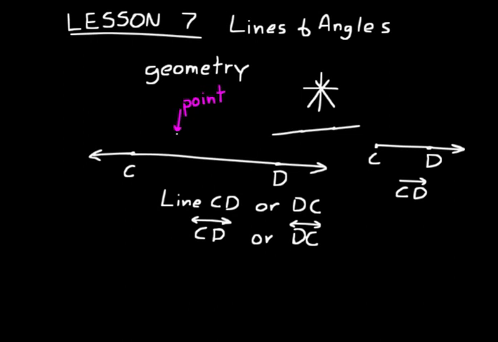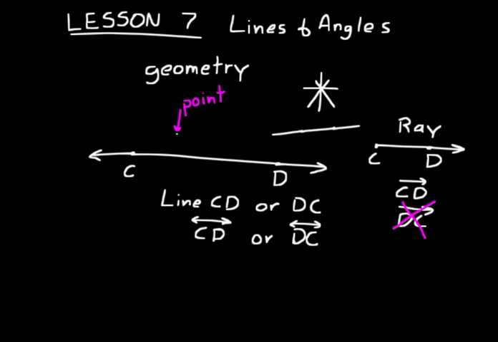Now you can't name this ray like that. You can't do that because you always have to start with that endpoint. For this example, you have to say CD because C is that endpoint or starting point, and you write the letter that represents that starting point first.